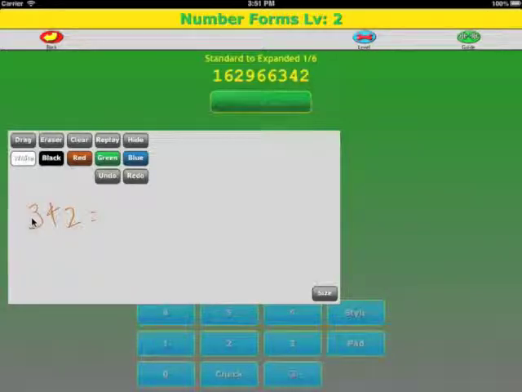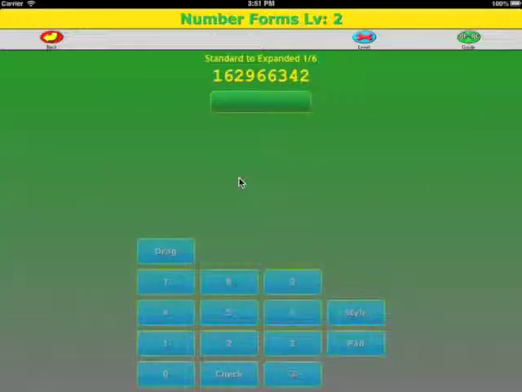Normally we do expanded form in horizontal format. For example, 342 is 300 plus 40 plus 2, and we do the numbers in decreasing order. However, with this app we are learning, so we will do this in vertical format rather than horizontal format.